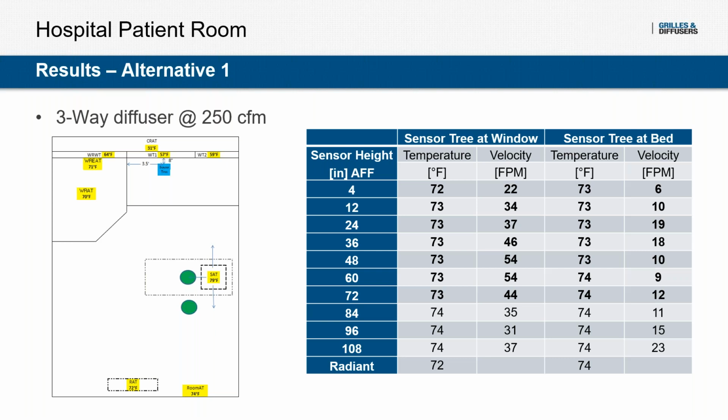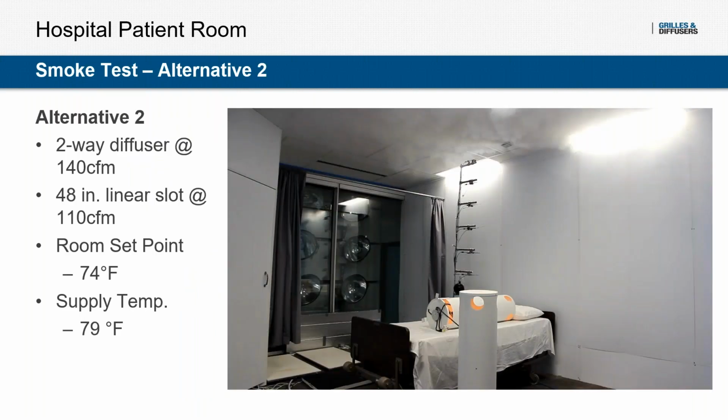We can also see that the velocities, both at the window and at the patient bed, are not too high, although ideally we would want the velocities in the occupied zone to be closer to 30 feet per minute. There's a few spaces near the window where we're exceeding that 30 feet per minute velocity. But all in all, the hot air is doing a good job at conditioning the room, both at the window and at the patient.